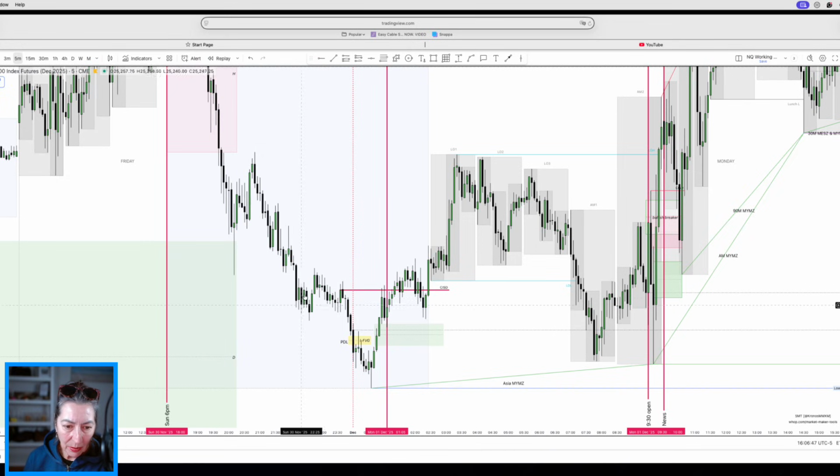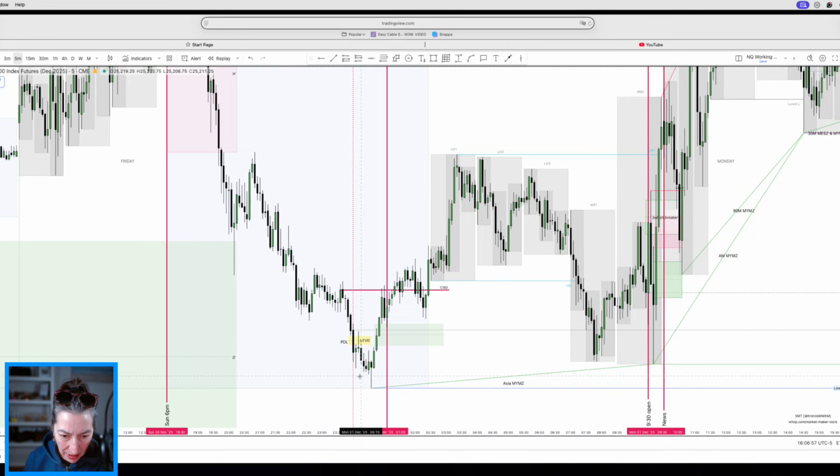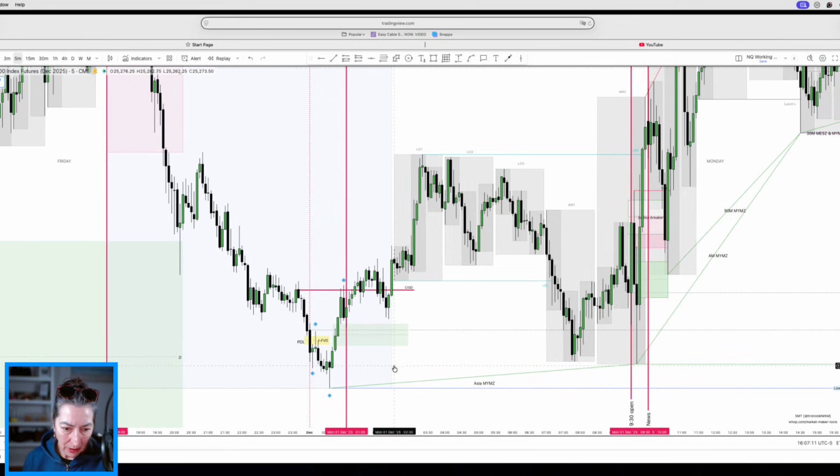But anyway, okay, so we see price come down, and then here are the characteristics of a bullish breaker. So we have a low, we have a high, we have a lower low, and then we have a higher high. So this is our bullish breaker.